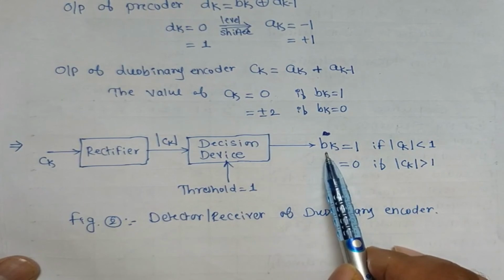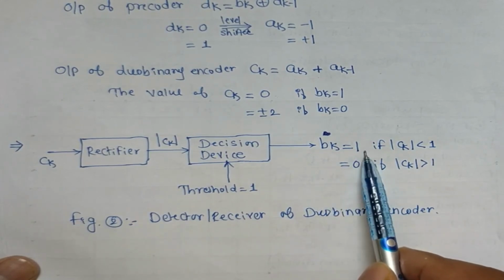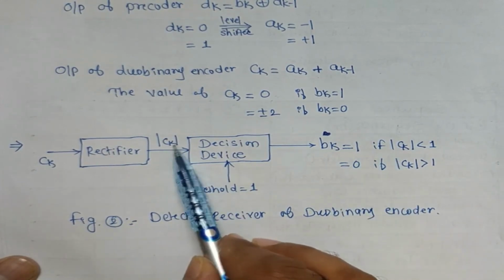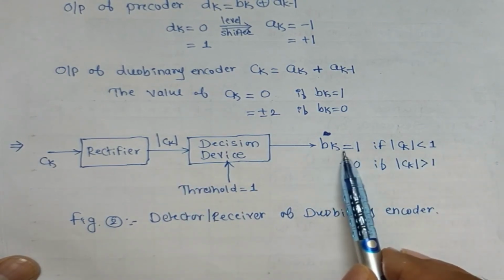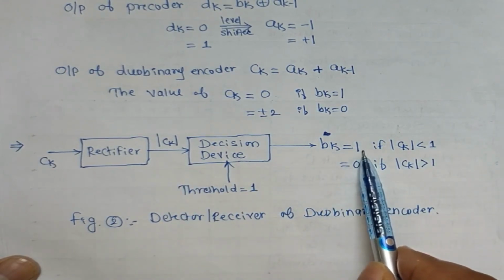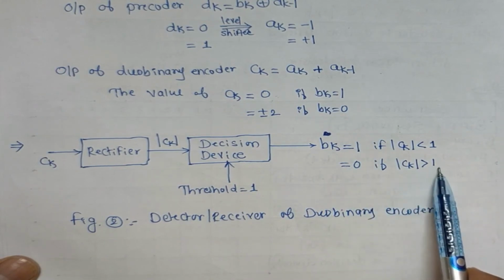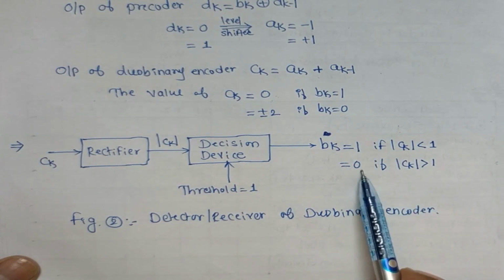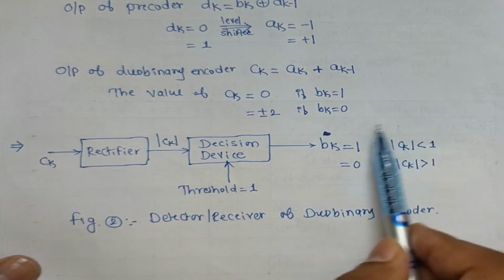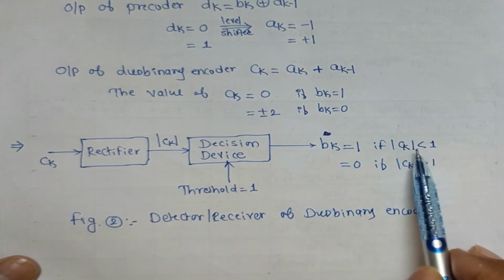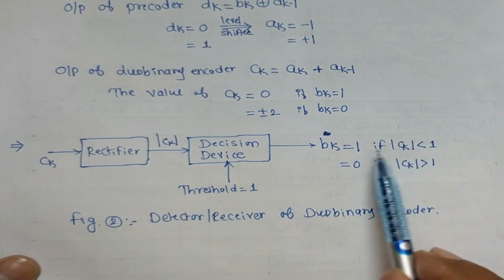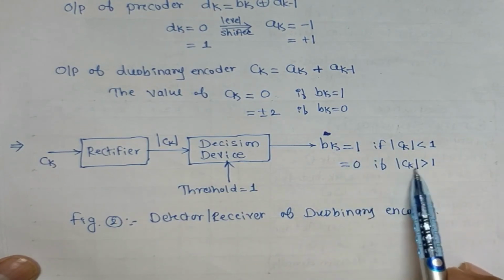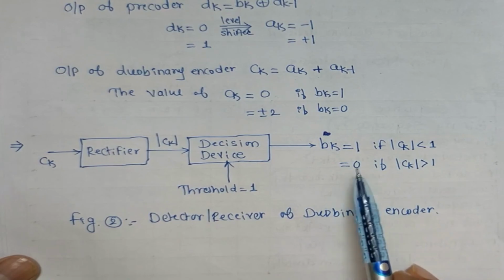So the output value we are getting, bk, is equal to 1 if the mod of ck is less than 1. So whenever we are getting mod of ck less than 1, the value of bk we can get as 1, and if the mod of ck is greater than 1, we get the value of bk as 0. So please remember this decision. What kind of decision are we making here? If mod of ck is less than 1, then the output is 1, and if mod of ck is greater than 1, the output is 0. So let us start.